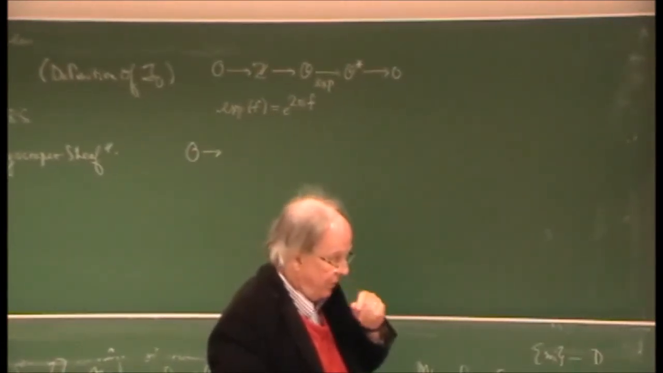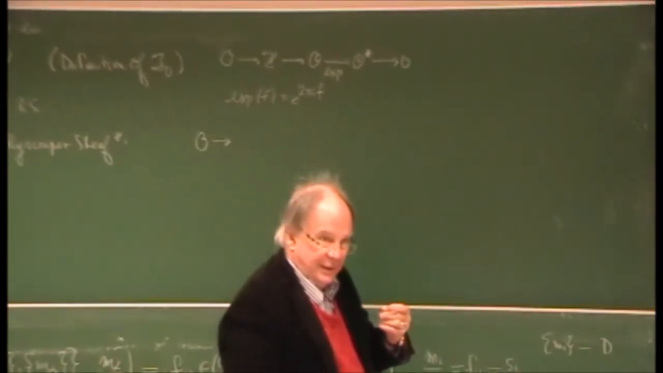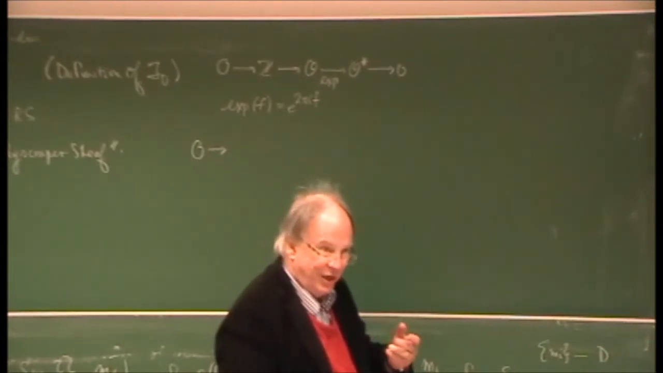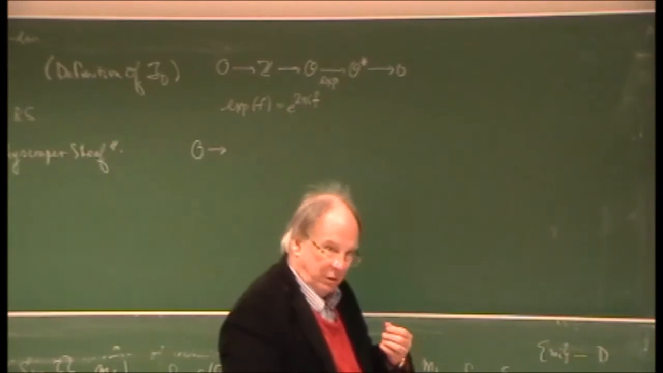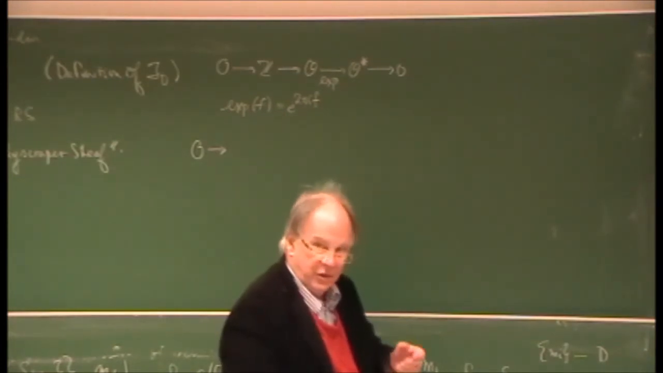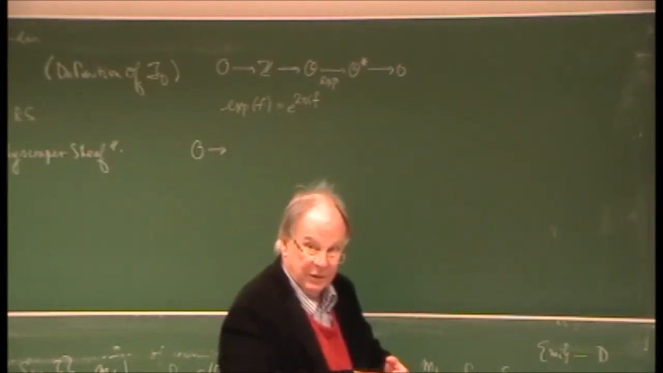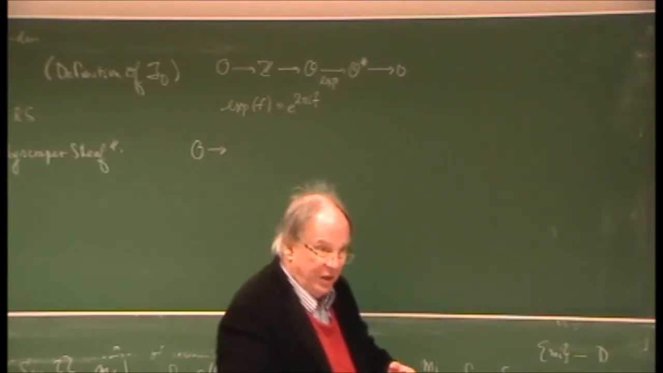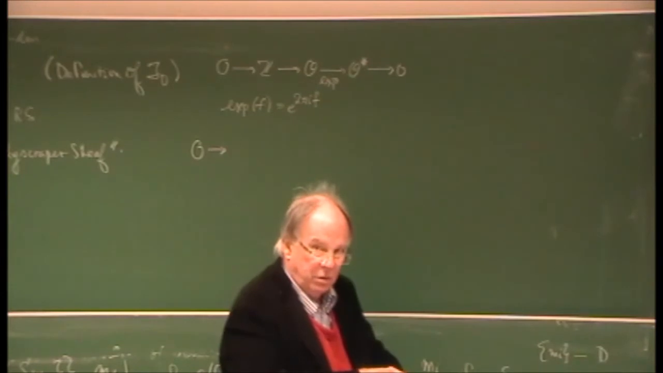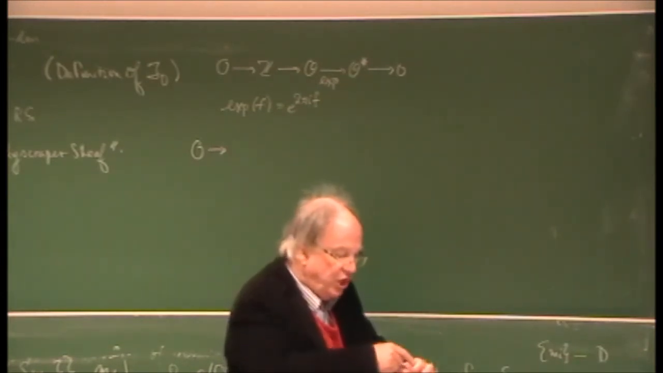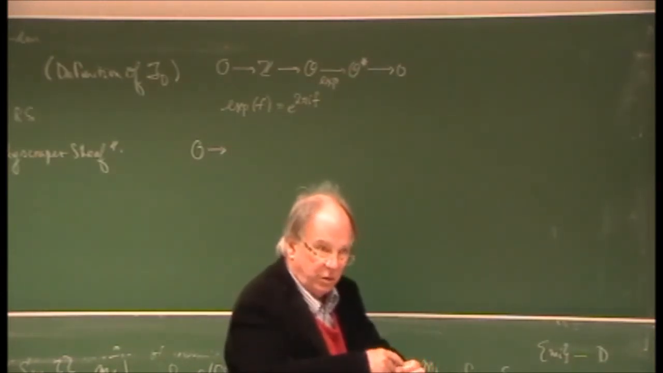What does it mean that a sheaf map is surjective? It means that it's surjective at the local level, right? At the stalk level, that means at the germ level. That means you need to check it locally.